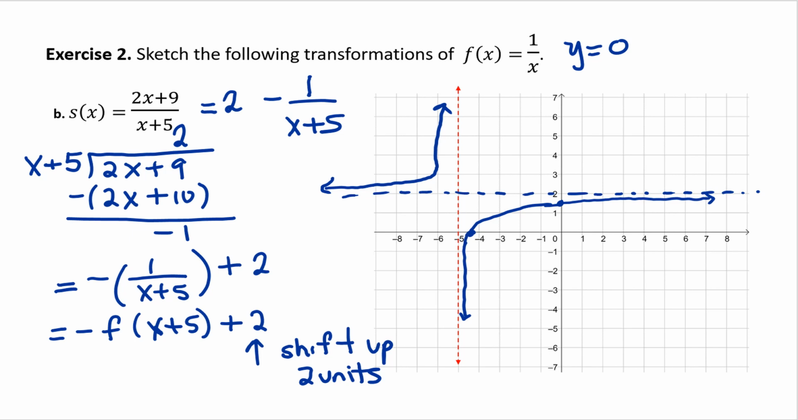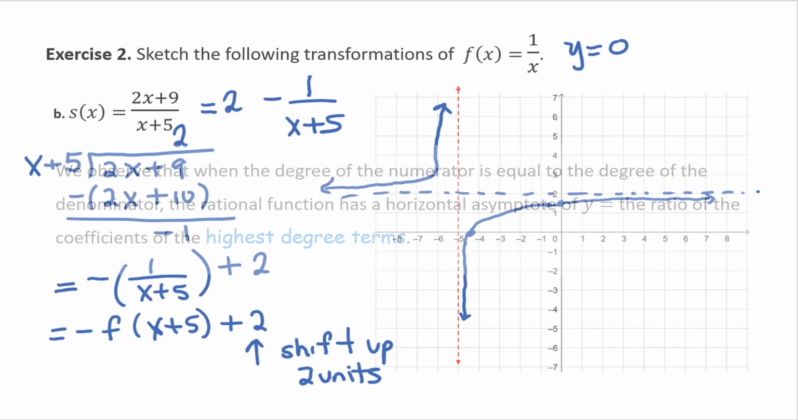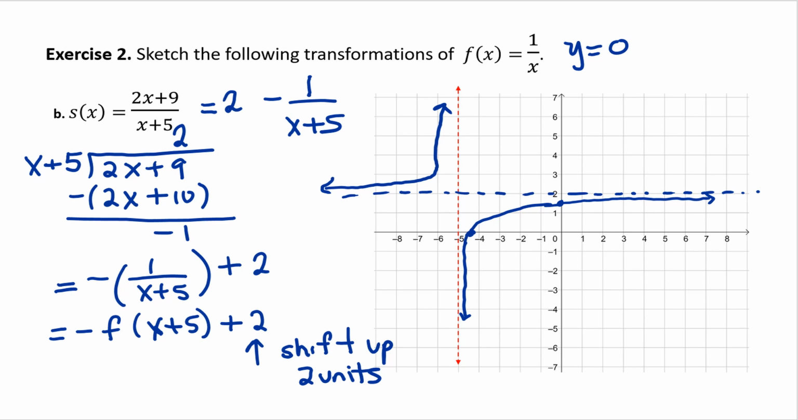We also have a quick rule that gets us there. That rule states, we observe that when the degree of the numerator is equal to the degree of the denominator, the rational function has a horizontal asymptote of y equals the ratio of the coefficients of the highest degree terms. Let's observe. S of x was equal to 2x plus 9 divided by x plus 5. For the highest degree in the numerator, the number is 2 that's multiplied to the x. In the denominator, it was 1. 2 over 1 gave us the horizontal asymptote of y equals 2.